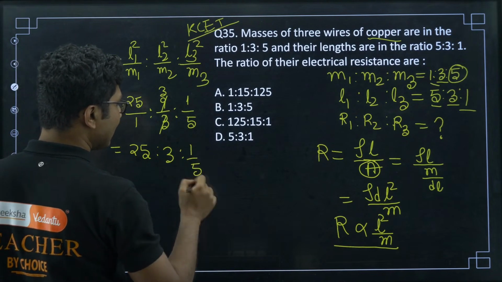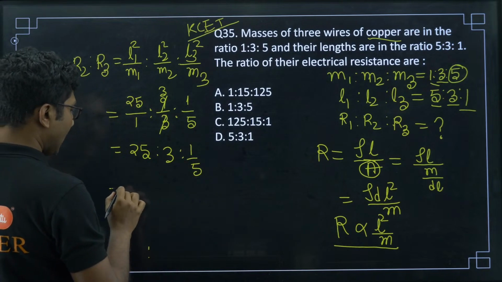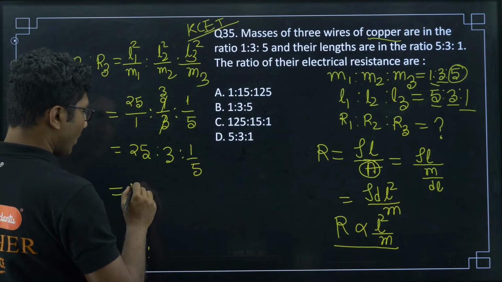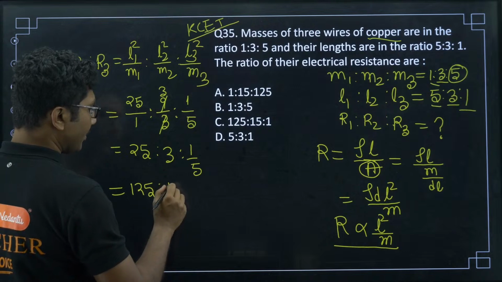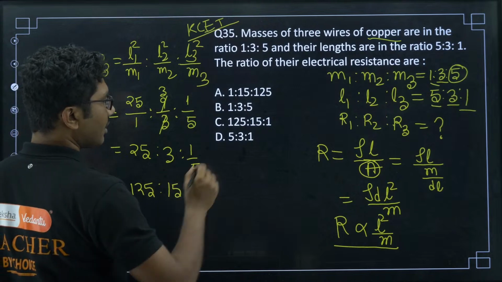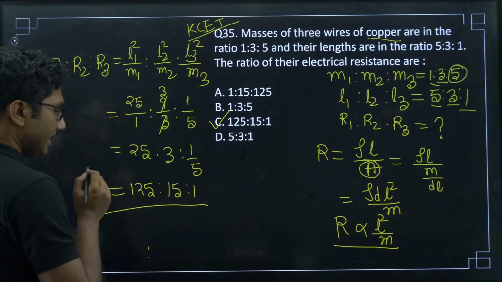Now we cannot leave this 1 by 5, so we have to multiply all the terms with 5. So 125 is to 15 is to 1. So the correct answer is option C.